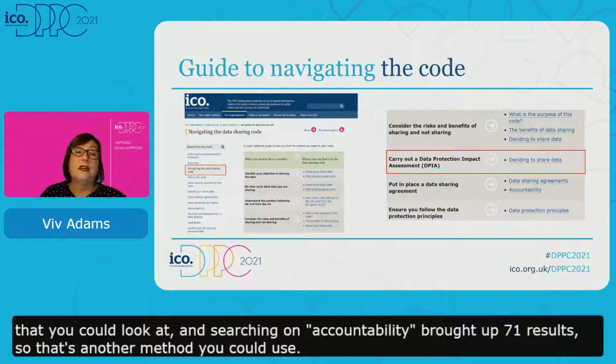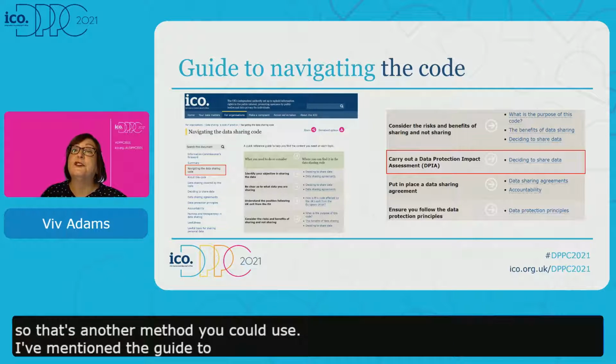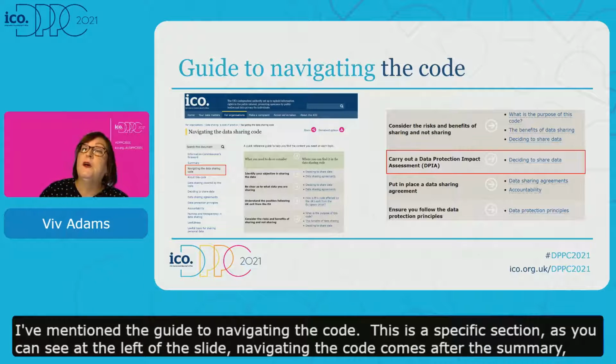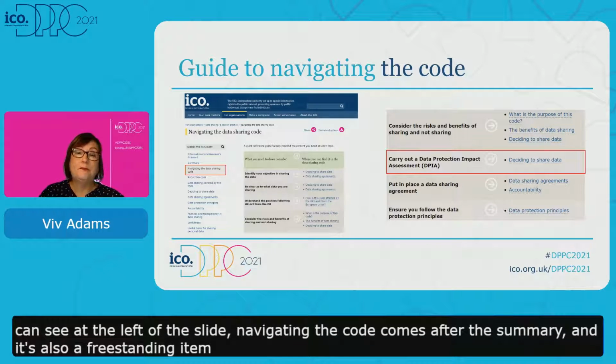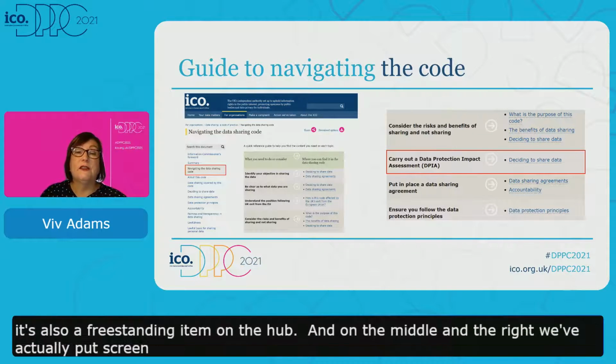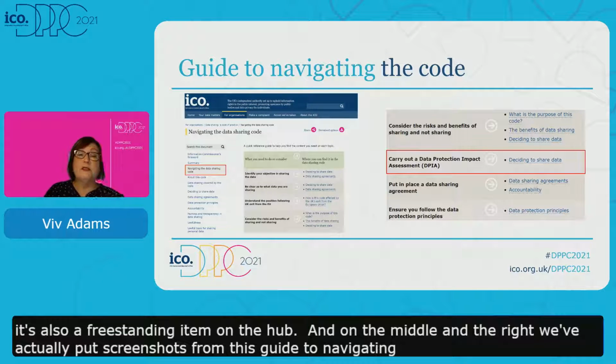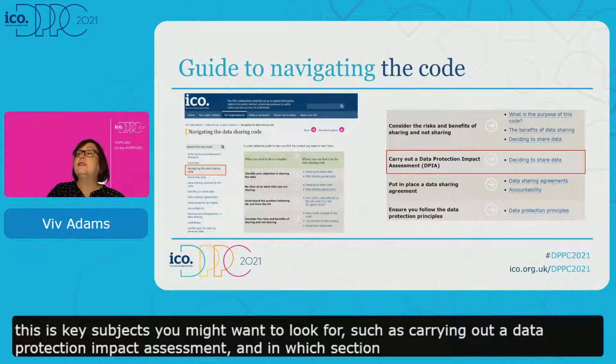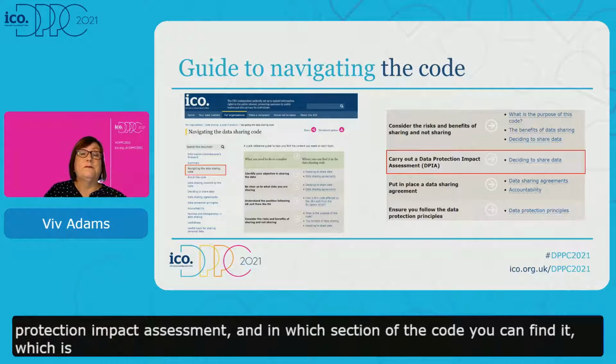I've mentioned the guide to navigating the code. This is a specific section, as you can see at the left of the slide. Navigating the code comes after the summary, and it's also a freestanding item on the hub. And in the middle and the right, we've put screenshots from this guide. As I said, these are key subjects you might want to look for, such as carrying out a data protection impact assessment, and in which section of the code you can find it, which is in the deciding to share data section.